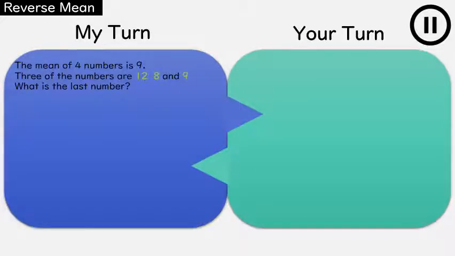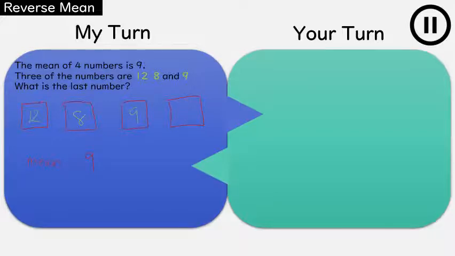One last example of a question you could be asked with the mean. The mean of 4 numbers, so I'm going to draw 4 boxes representing those 4 numbers. The mean of 4 numbers is 9. Three of the numbers, so I can fit in 3 of those boxes, 12, 8, 9, and we don't know what that last one is. Instead of putting a question mark, actually, I'm going to put the letter X.